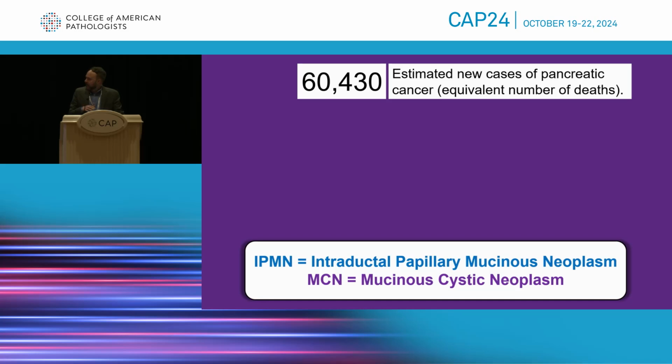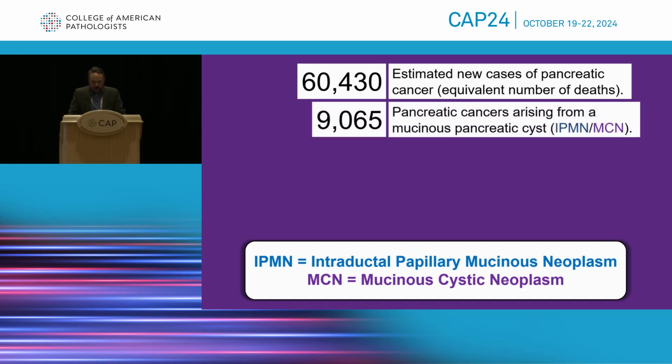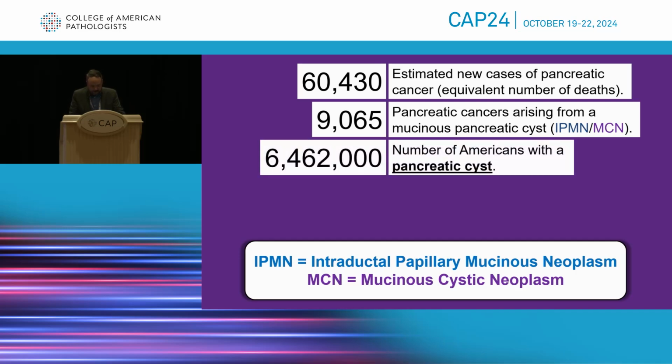Just setting the stage a little bit, there are about 60,000 new cases of pancreatic cancer in the United States, and most patients unfortunately succumb to their disease. And about 9,000 of those arise from mucinous pancreatic cysts, whether that be intraductal papillary mucinous neoplasms or MCNs, mucinous cystic neoplasms.